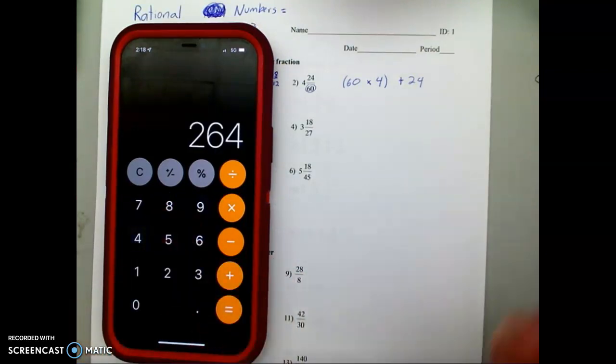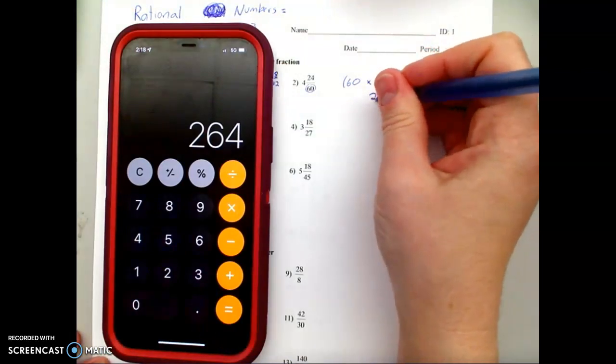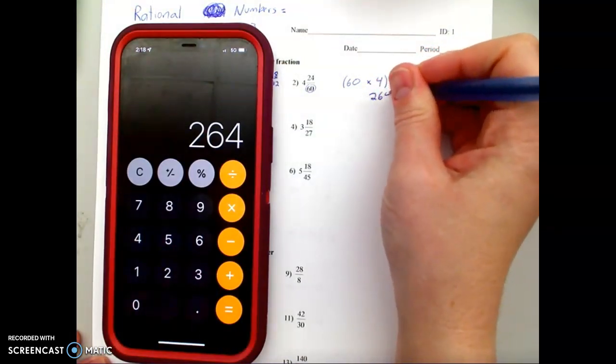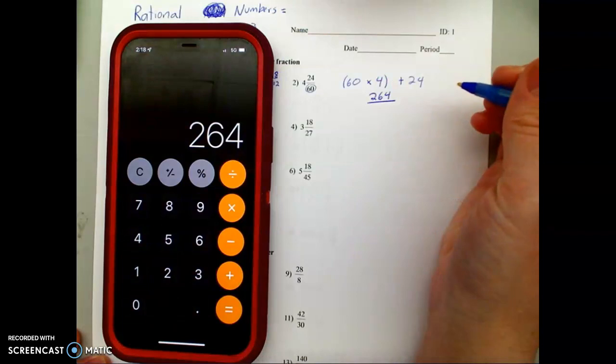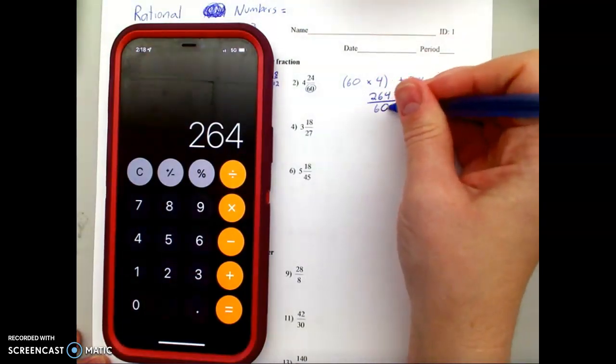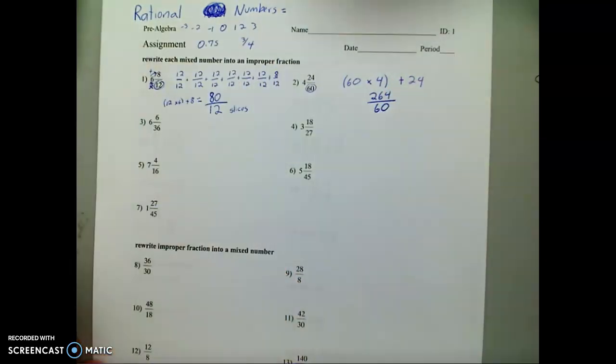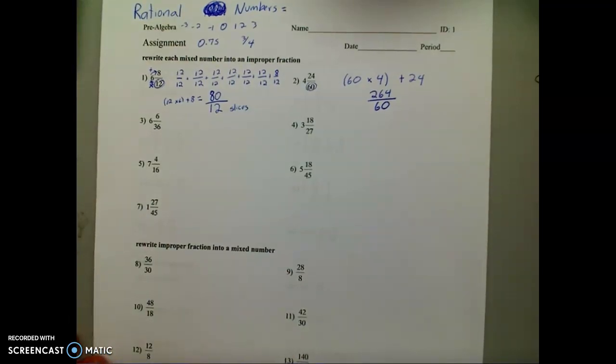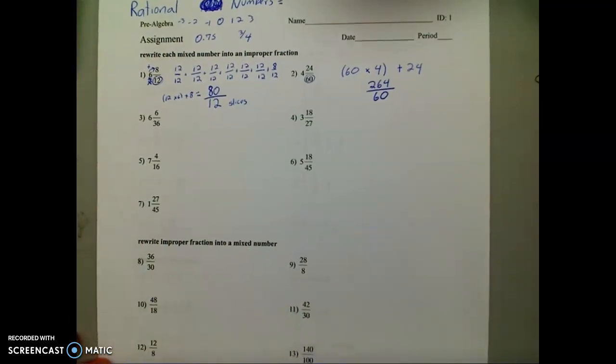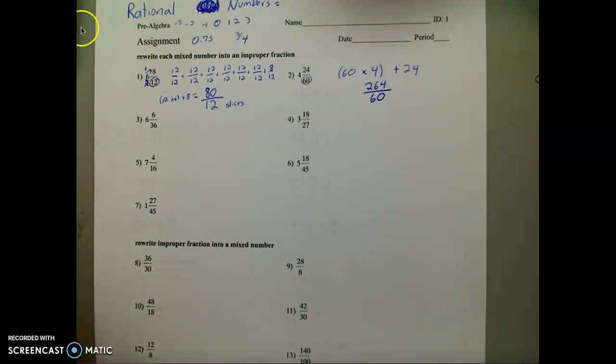So my numerator on these pizzas, I ate 264. Whew, that's a lot. But the pizzas were broken into 60 pieces. All right, there you go. And that's how to convert from a mixed number to an improper fraction. Go ahead and do the rest on your own. Pause, and we'll pick up together on number 8.